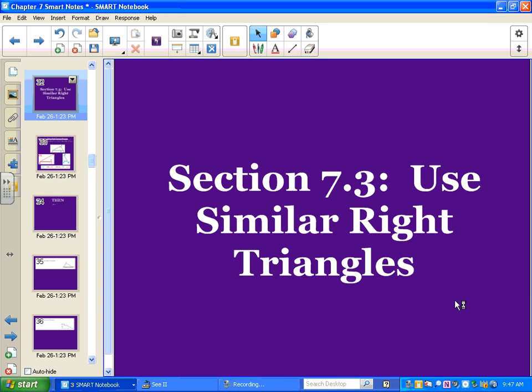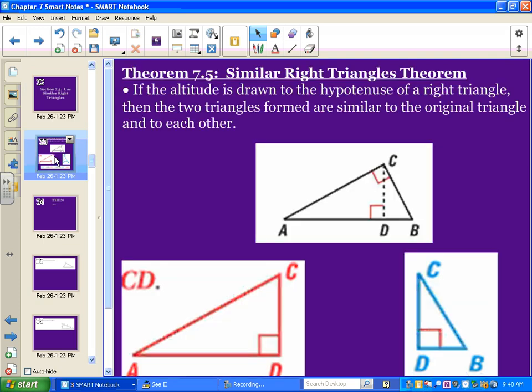Please open up your notes to section 7.3. In this section, we're going to be studying similar right triangles. To start things off, we have Theorem 7.5, the Similar Right Triangles Theorem. This says, if the altitude is drawn to the hypotenuse of a right triangle, then the two triangles formed are similar to the original triangle and to each other.